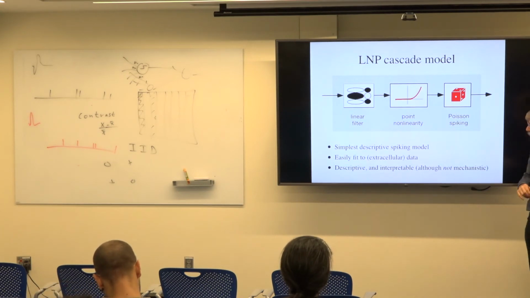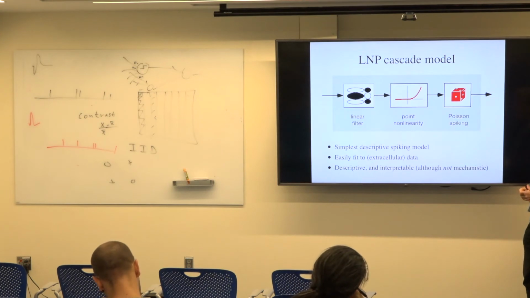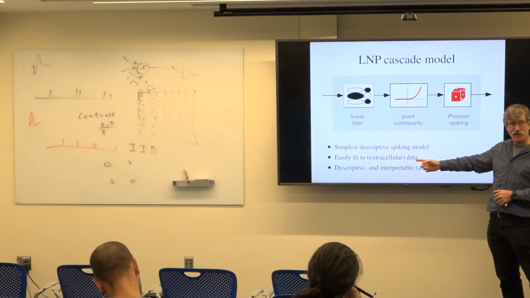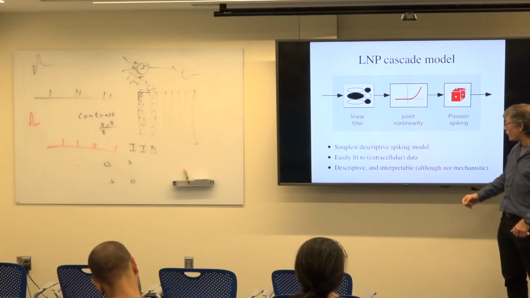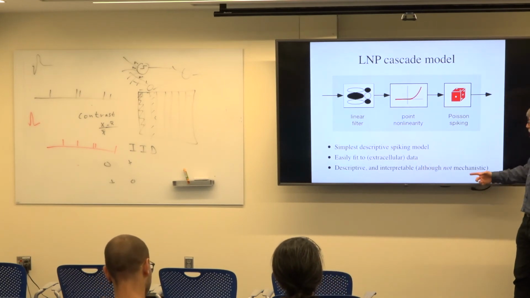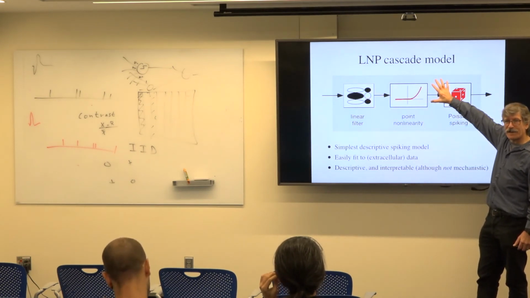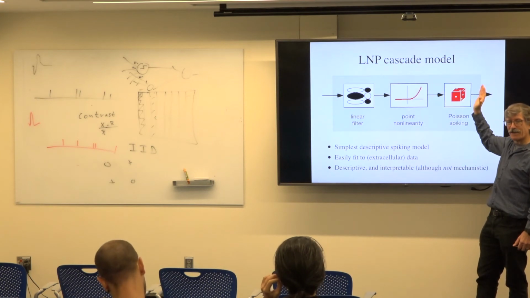This is pretty much the dead simplest spiking model one can ever come up with. It turns out that it's really easy to fit to the kind of data we were just talking about, and I'm going to walk through that right now. And it's a descriptive model. It's interpretable. We understand what the pieces are: the linear receptive field, a nonlinear spiking nonlinearity, a spike generator.